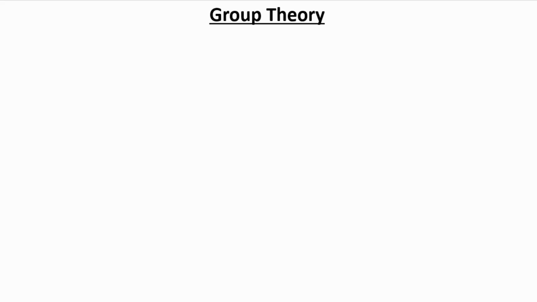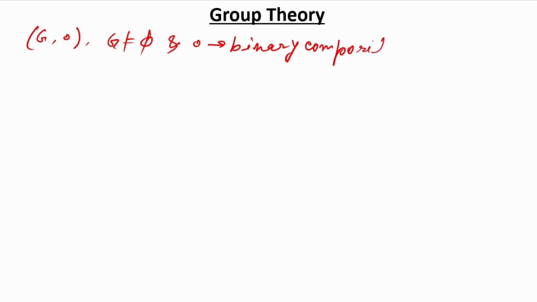So first we see what is a group. Group is basically denoted by G, compose, where G is a non-empty set and this is a binary composition. This thing will satisfy some property, then we will call this G equipped with the composition a group.